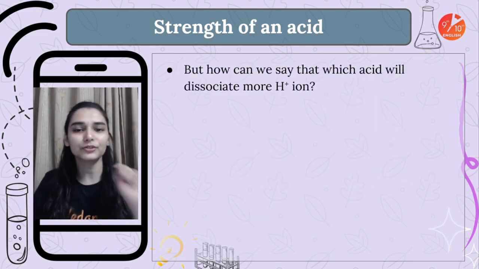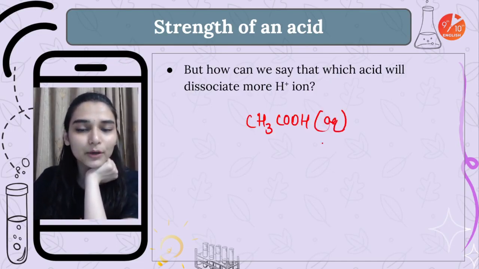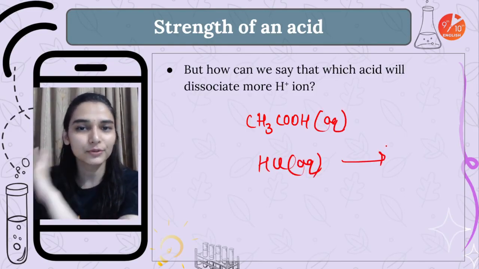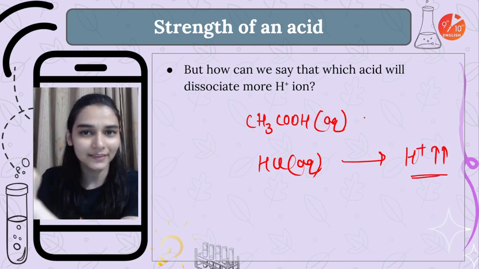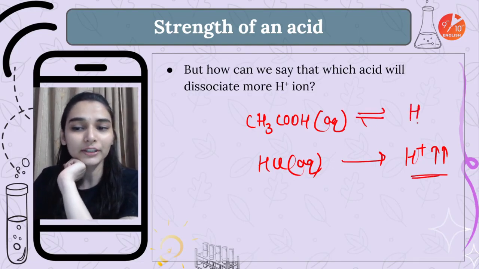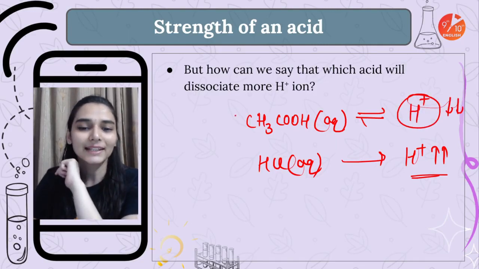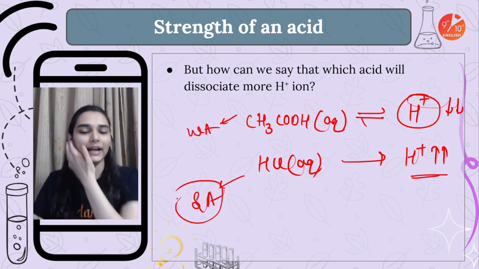You can compare two acids. Let's say I am having acetic acid. You take its aqueous solution, you take hydrochloric acid aqueous solution, HCl is going to completely break down. All the molecules will dissociate, so the concentration of H plus ions is high, but in acetic acid there would be partial ionization. Not all molecules will break to give me H plus ions, so the concentration would be less. That is why it would be a weak acid and hydrochloric acid would be a strong acid.